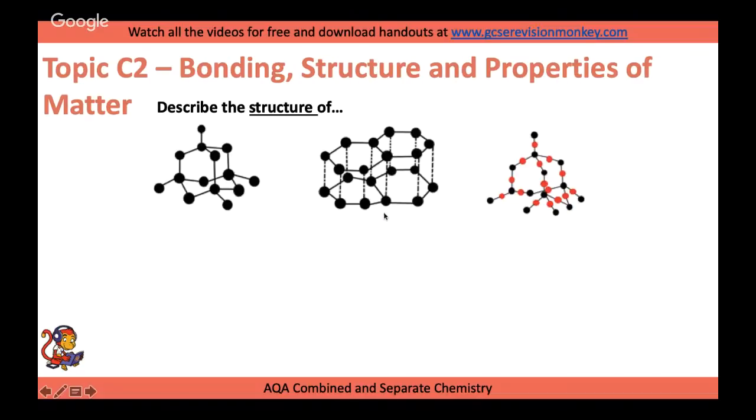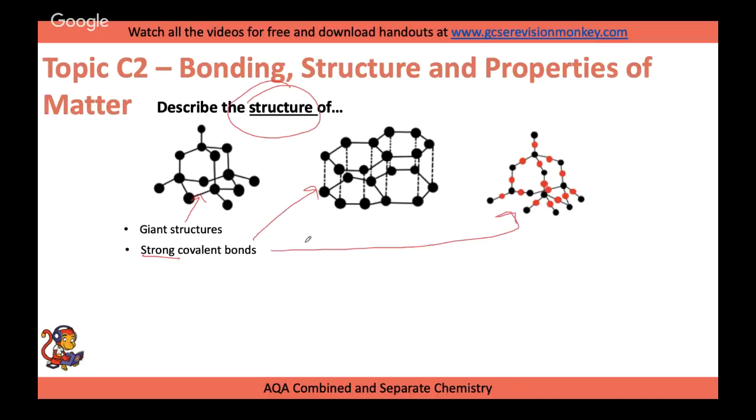So a bit on giant covalent then. We need to know about 3 structures. See if you can remember those in your head. We've got diamond here, graphite, and silicon dioxide. They are all giant structures. Talking about structure here, they've all got covalent bonds, which are very strong, and that applies to all of them. So those 2 and silicon dioxide, strong covalent bonds, and they are giant structures.